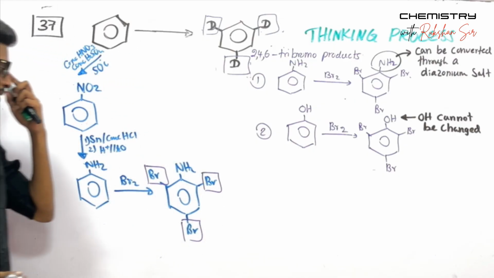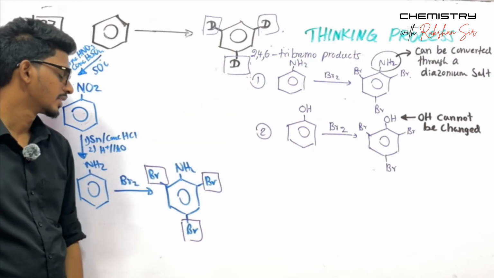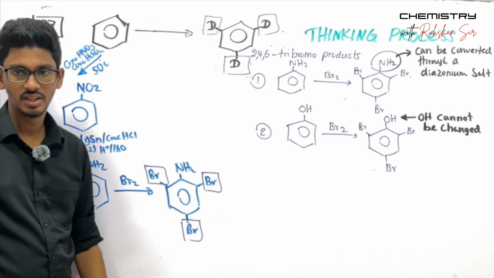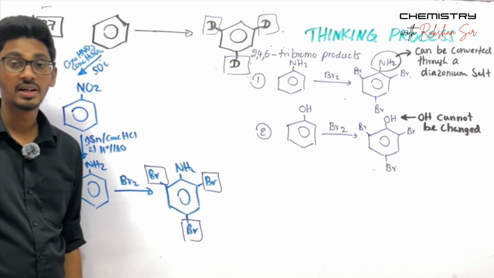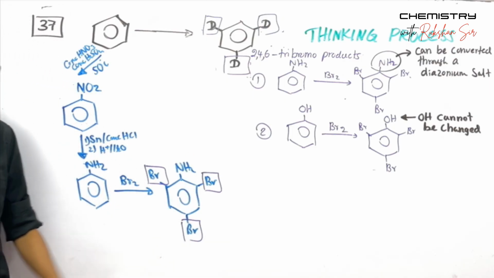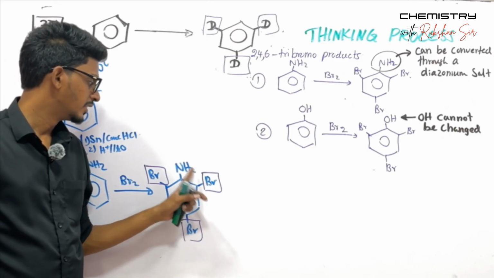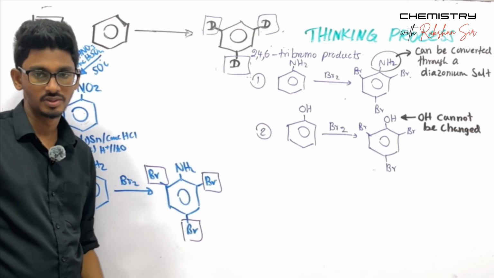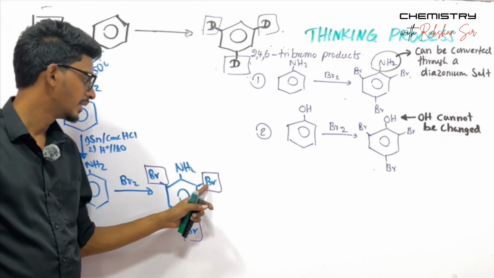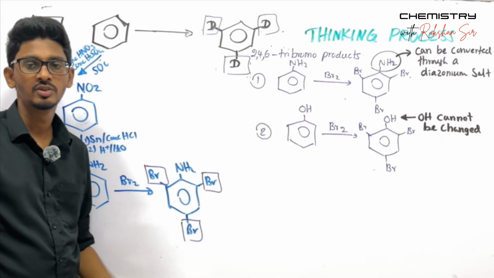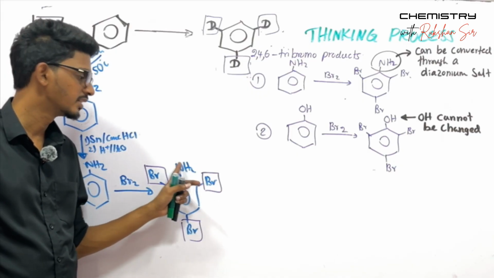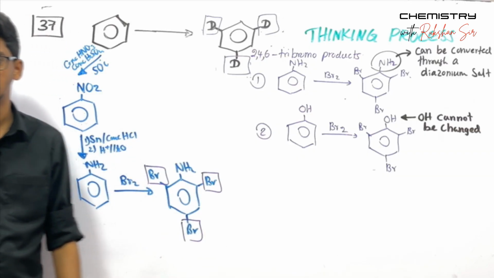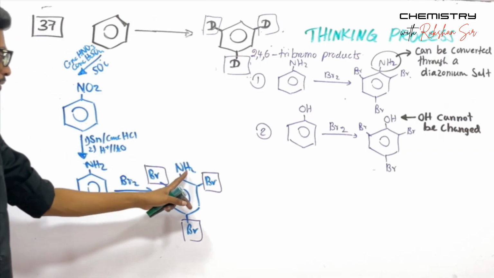So the BRs will be converted to deuteriums via the Grignard. But Grignard can't be made when you have positive polar hydrogens in your compound, because the Grignard attacks as a base and abstracts the hydrogen.